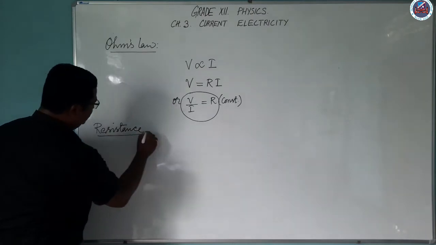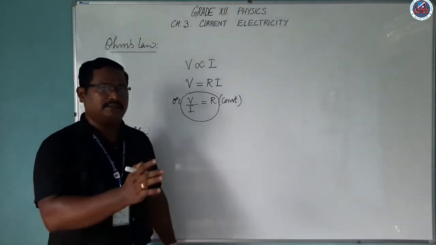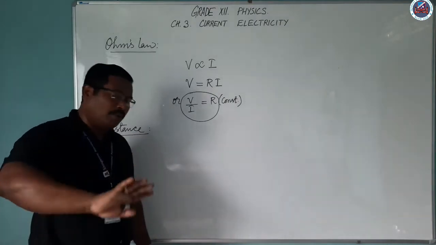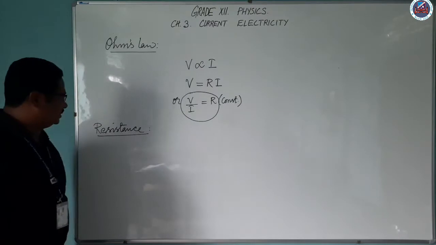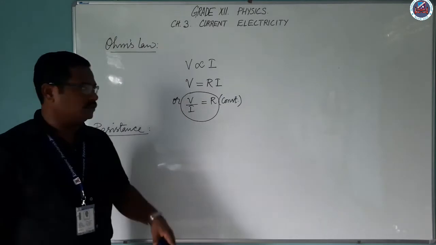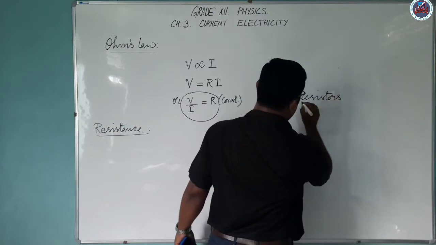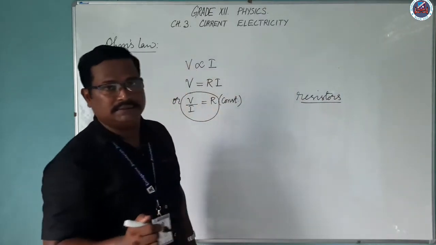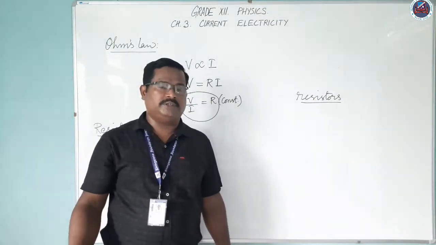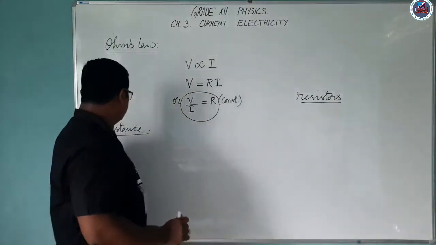As I said, resistance is a property of a conductor to offer or oppose the flow of electric current, or you can even say the flow of electric charges. Now, the materials which offer resistance, we call them resistors. Like silver, nichrome, tungsten, any metal you can take, iron, aluminum, they will be called resistors, because they offer resistance.